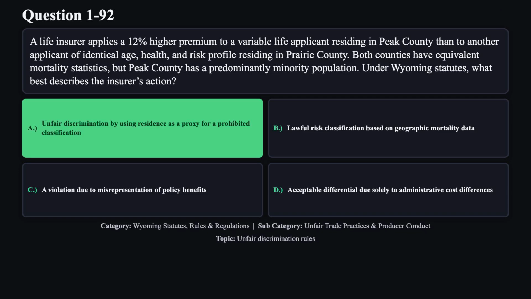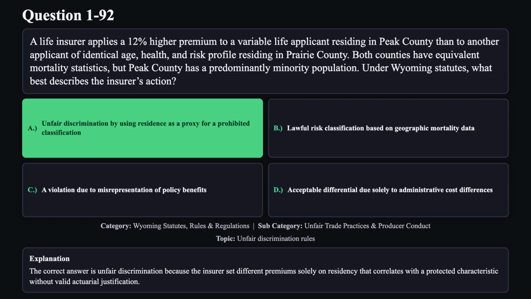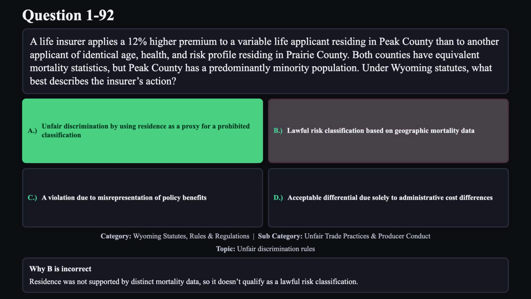The correct answer is A. The correct answer is unfair discrimination because the insurer set different premiums solely on residency that correlates with a protected characteristic without valid actuarial justification. Reason B is not correct. Residence was not supported by distinct mortality data, so it doesn't qualify as a lawful risk classification.